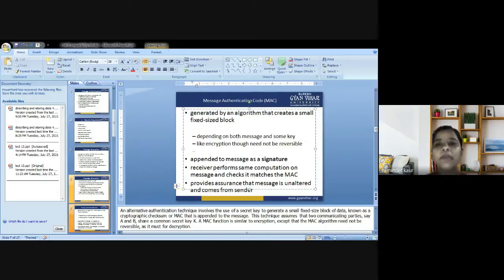So the MAC value protects a message's data integrity. That is why we are supposed to add the header. As well as its authenticity, by allowing verifiers who also possess the secret key to detect any changes to the message content. Now, a message integrity code, MIC, is frequently substituted for the term MAC, because if we are dealing with communication, this term is used, basically integrity, because we are sending a message.